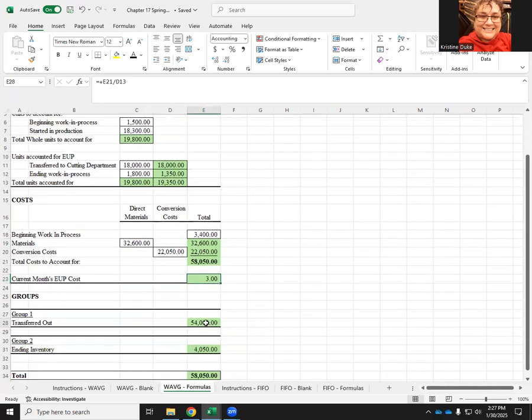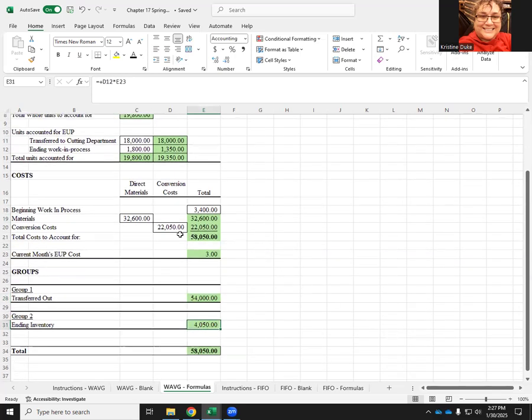Okay. How much was transferred out? I take the transferred out, 18,000, multiply it by 3, I get that amount. And then I come over here, my group 2, that's my ending inventory, 1,350 by the 3, and there's that. That's why it's a little easier. But anyhow, I'm in balance. So that's how you do this. It's really that simple. Makes me happy that it's that simple.